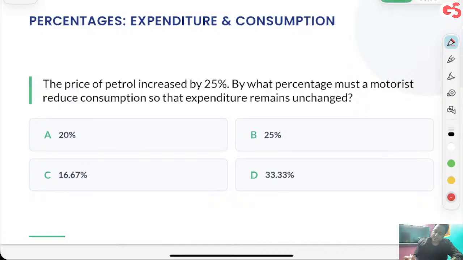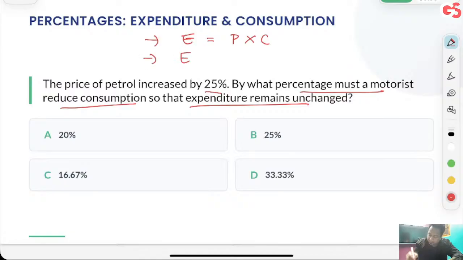Okay, so price increased by 25%. By what percentage must a motorist reduce consumption so that expenditure remains unchanged? What is expenditure, by the way? It's price per unit multiplied by consumption in number of units. So this is what we have. Now, when the price changes, expenditure remains constant. Price increased by 25%, so now it becomes 125 by 100 of itself.